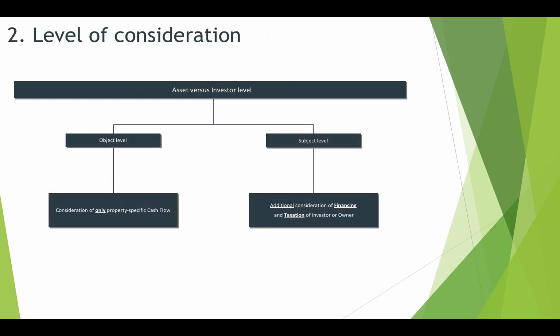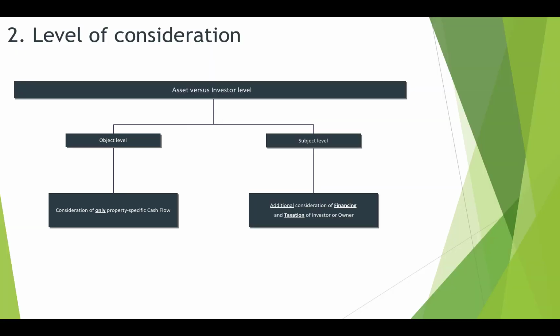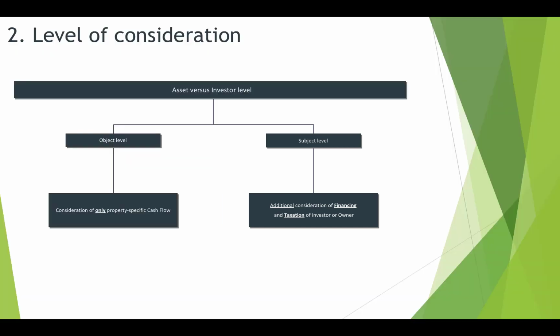Investment techniques are often used to assess the profitability of the property itself. Hence, only property-specific cash flows are observed. However, as energy efficiency investments are highly influenced by other aspects, the underlying calculation technique also considers the individual circumstances of the investor, respectively owner of the property.